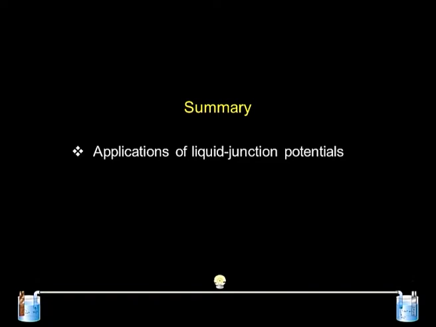Now, to summarize, today we have discussed applications of liquid junction potentials or concentration cells, you can say, and different types of potentiometric titrations and their applications. In this series of lectures, we have talked about different types of reversible electrodes, that is gas metalline, metal metalline and so on.